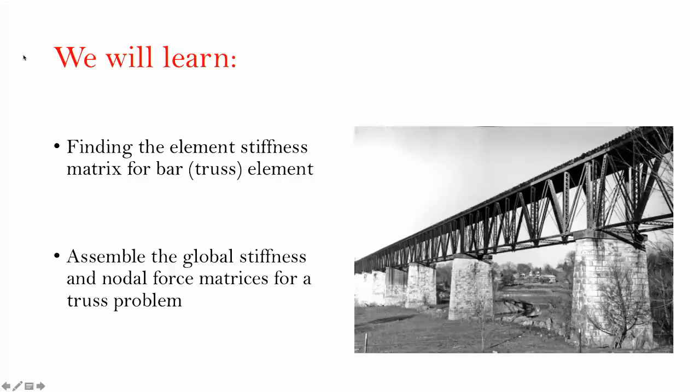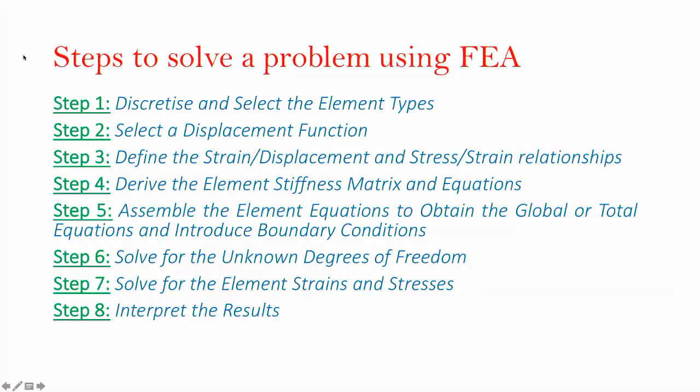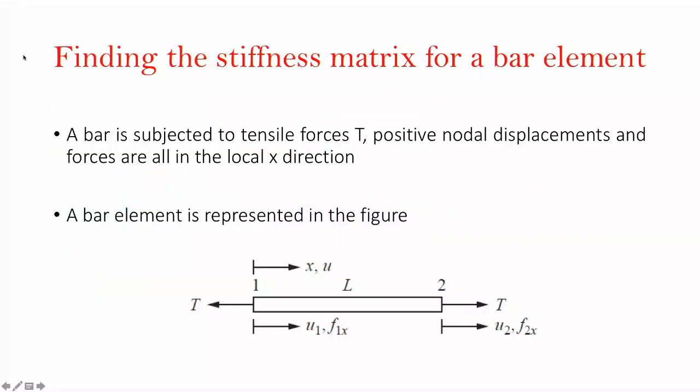So after finding the element stiffness matrix for one single bar or truss element, we try to assemble the global matrix, solve an example, and apply the boundary conditions. Again, we want to use all these 8 steps for deriving the equations and the K-matrix, either global or the elemental K-matrix for the bar element. So first, just look at the shape of the bar element.